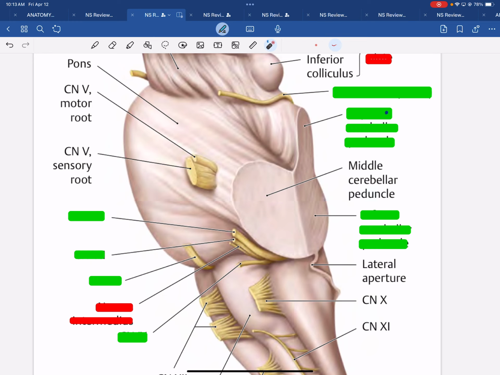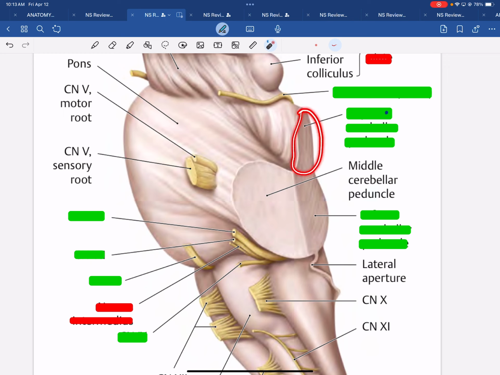No, those words mean different things. Median means along the midline. Medial means close to the midline. Middle means in between, not necessarily having anything to do with the midline. All those words have different definitions. They sound similar, but they mean different things. Okay, well, let's do all of them.